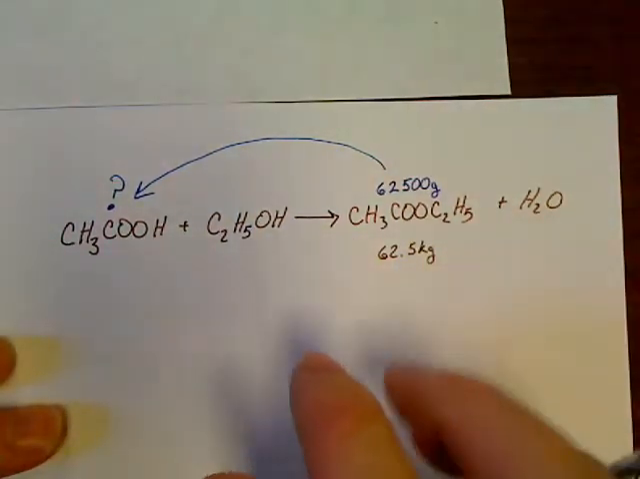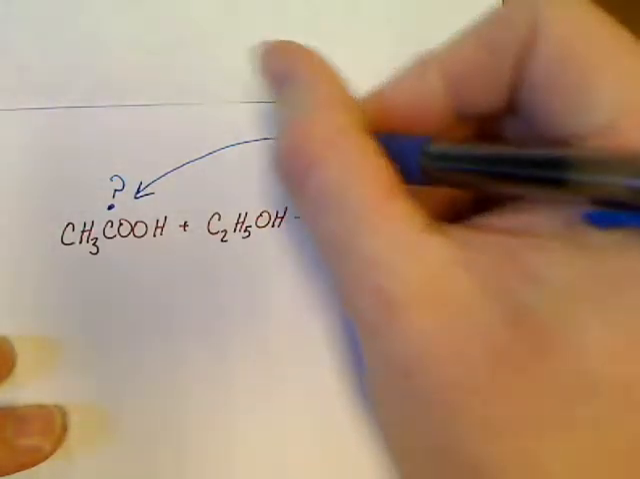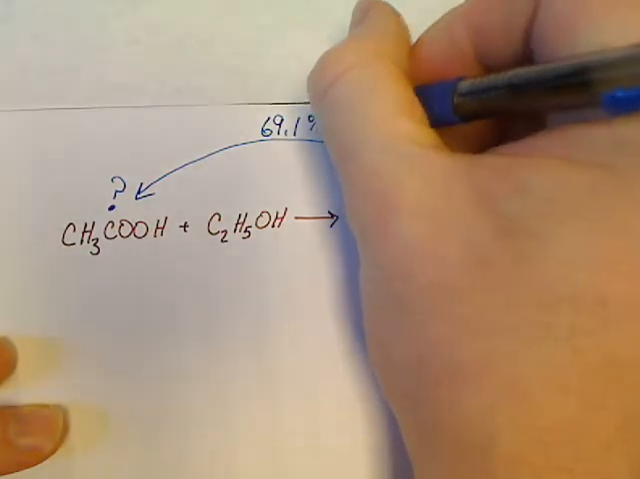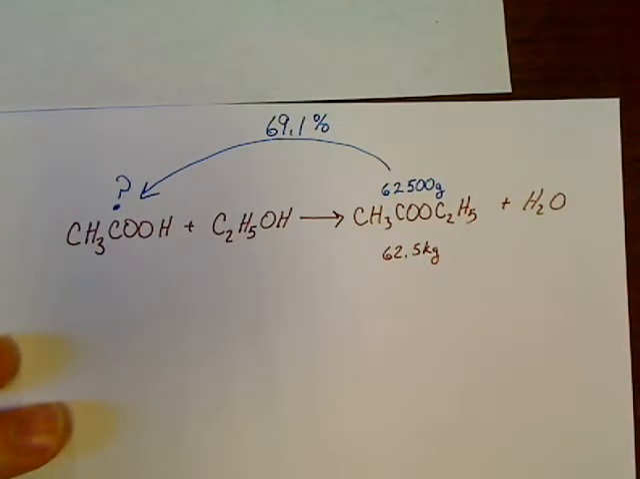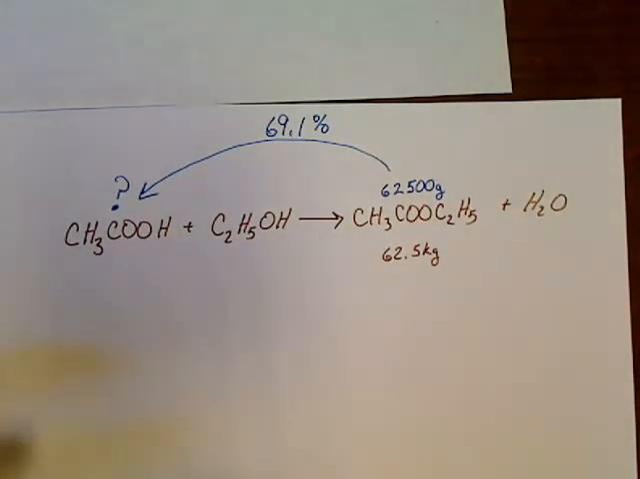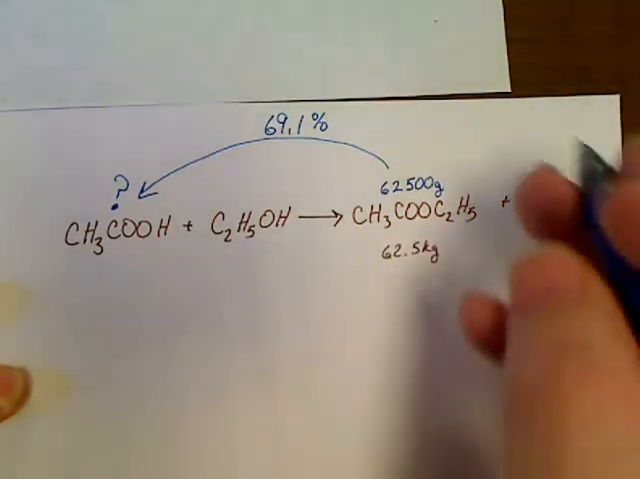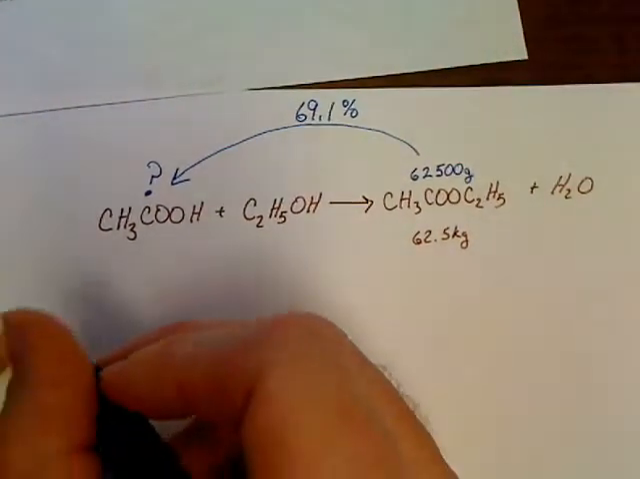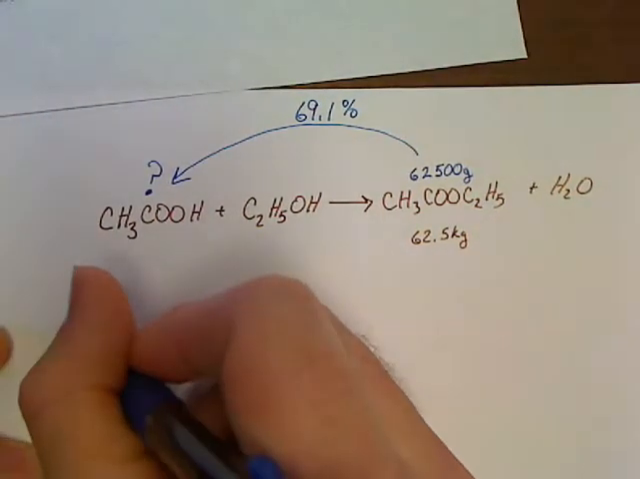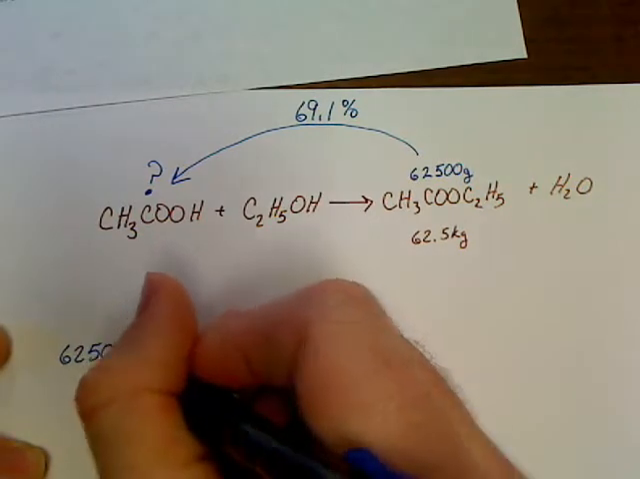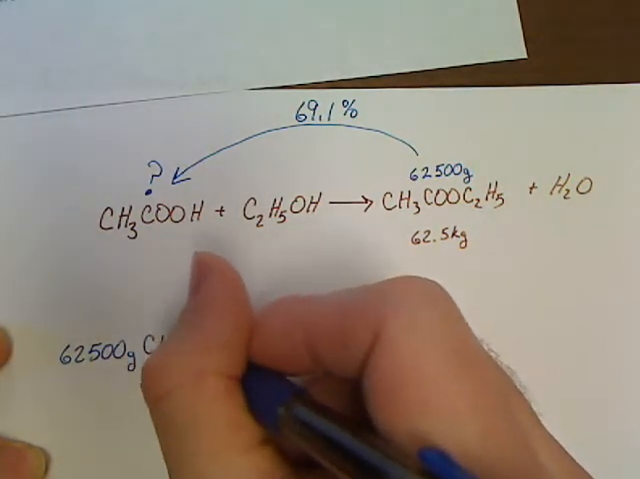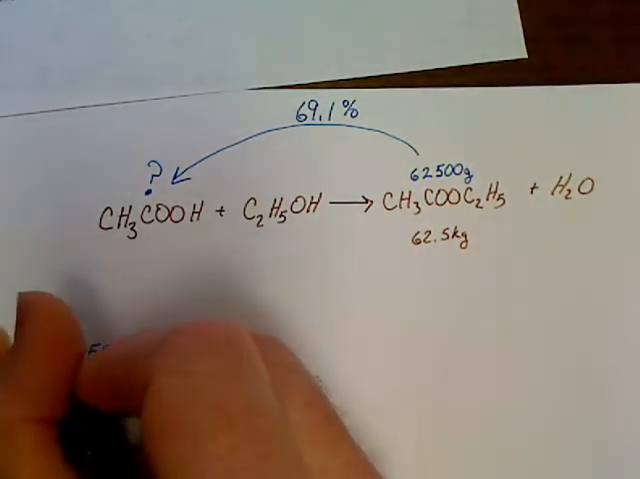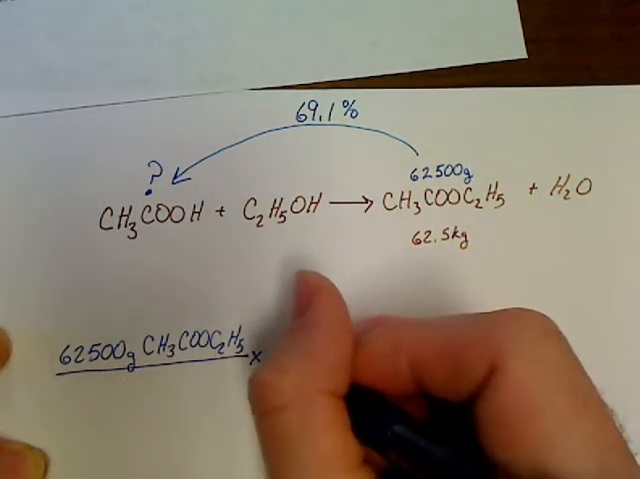And let's not even worry about the percentage. It says that the percentage is 69.1%. So there's our percent in this problem so far. Nothing looks too crazy in it. All right. So now let's work the problem. We're going to start with, and I hope you're ready for this, 62,500 grams CH3COOC2H5. Draw a huge line, put an X, draw a line.